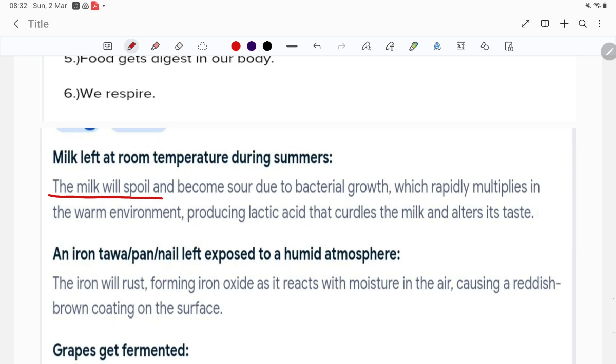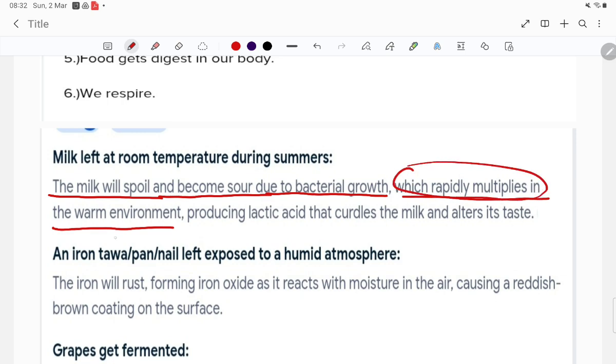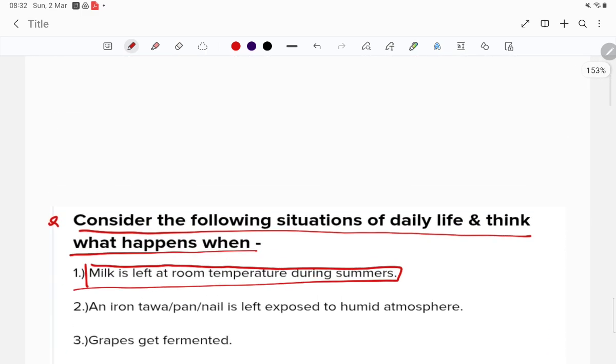The milk will spoil and become sour. Sour means acidic due to bacterial growth, which rapidly multiplies in the warm environment. Rapidly multiplies means the number increases in the warm environment, producing lactic acid that curdles the milk and alters the taste. So the milk will convert into curd. This is the first case.